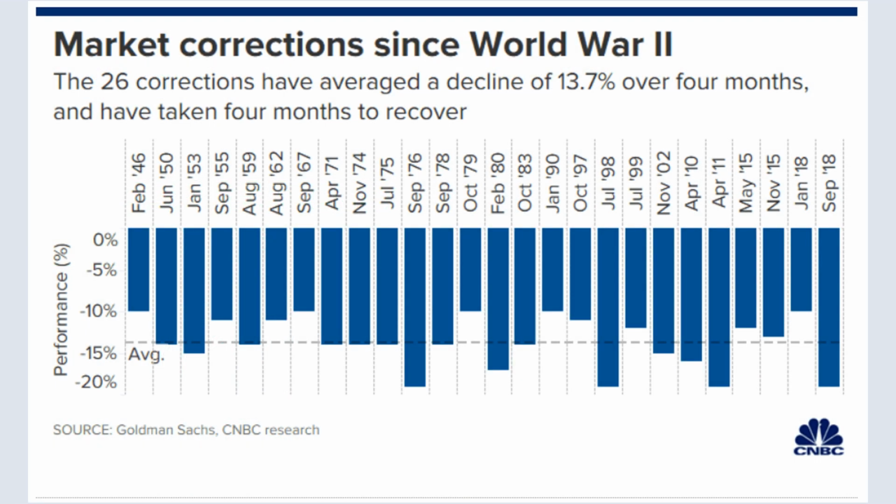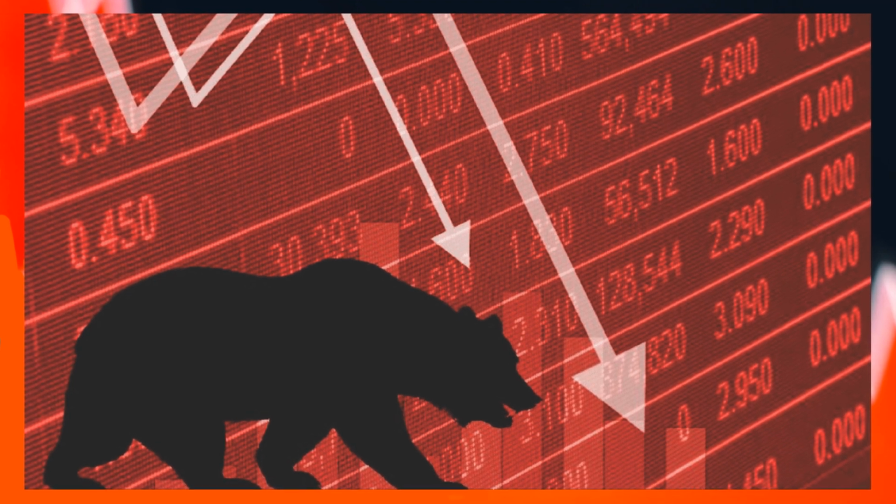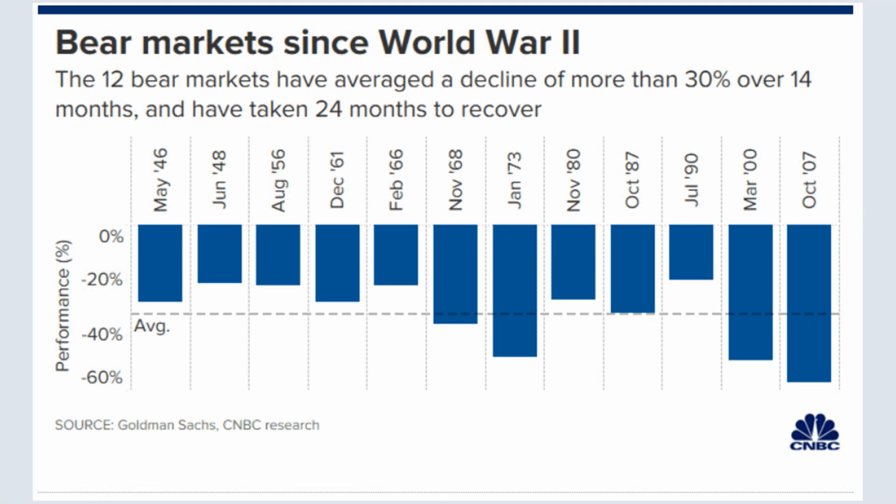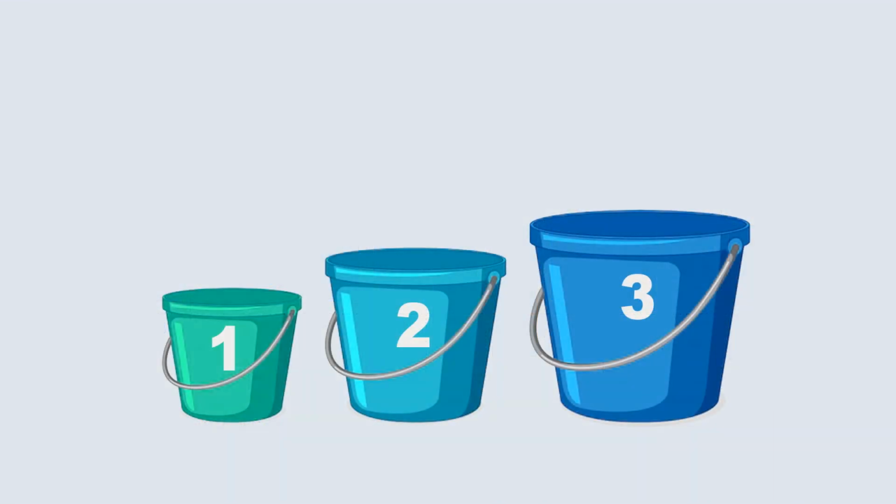Well, a correction is when the stock market falls 10% or more. This happened 26 times since World War II, and it usually lasts just 4 or 5 months. Bear markets are more rare, but they have a much larger decline of 20% or more. This happened 12 times since World War II, and it takes about 3 years on average for the market to recover. So, what happens during these times is you don't touch the other buckets yet.